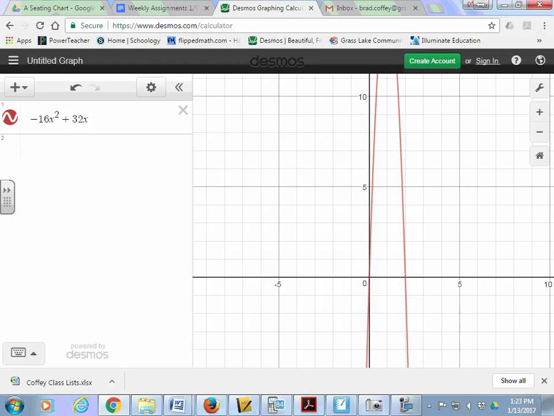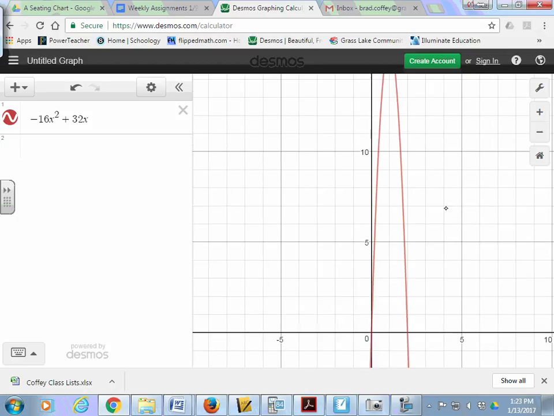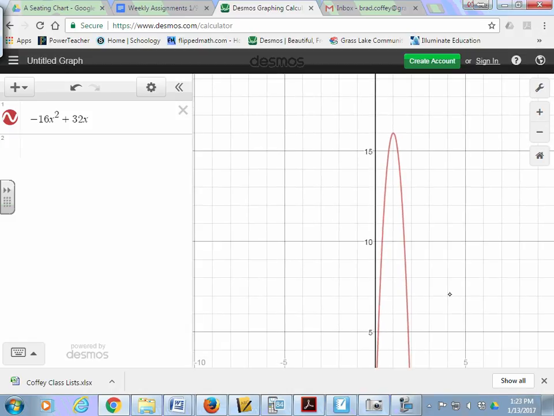So I can do a couple things. I can either scroll out or I can just pull it down. And then click on the vertex. So I have the point (1, 16). What does the 1 stand for? It stands for x. And what does x refer to in this case? It would be the axis of symmetry. But what does x stand for in the problem?